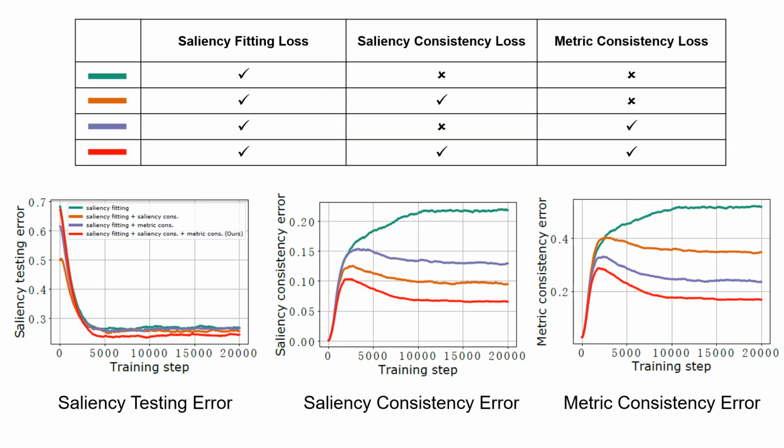Here, we demonstrate how saliency and shape matching benefit each other. From left to right, we show our system's saliency testing error, saliency consistency error, and the metric consistency error. We use 4 colors to represent 4 setups of loss terms. Minimizing the 3 losses together produces the lowest errors.